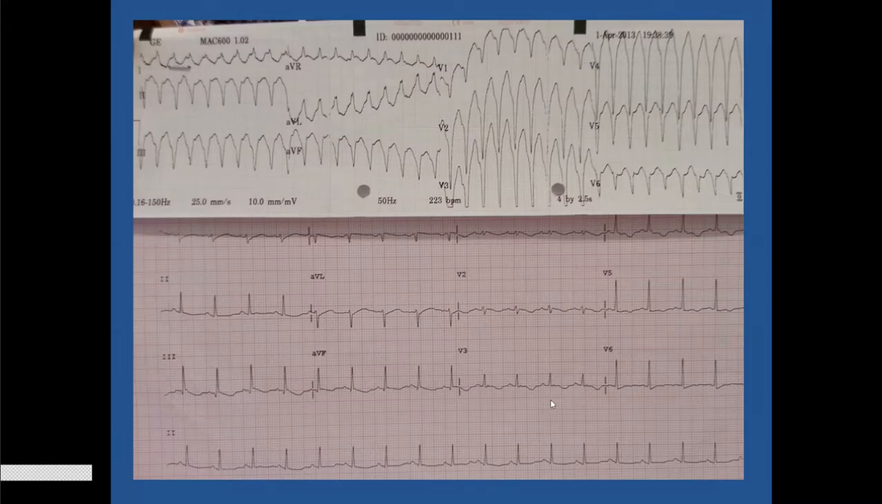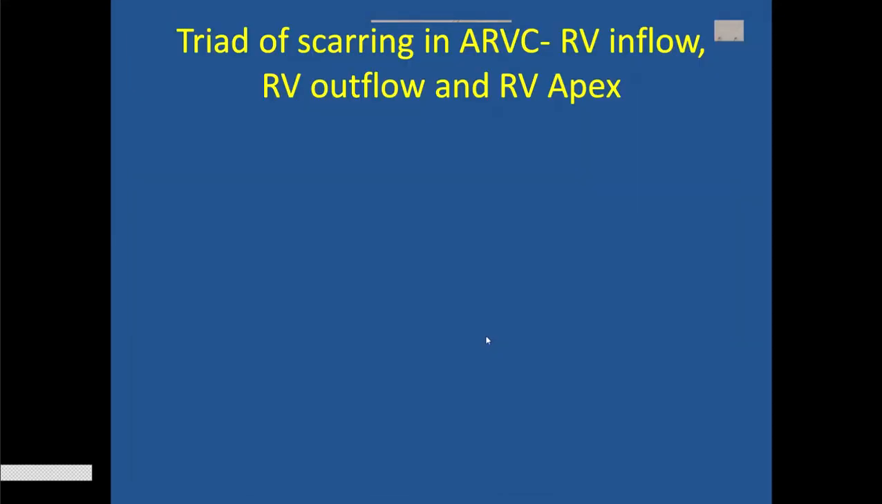Sinus ECG after shocking the patient. This was an old ECG of mine, and there is incomplete right bundle branch block and T wave inversion in V1 to V3 and an epsilon wave. It need not always be in V1. Take care. If you enlarge and magnify, even in V1 you can see it. If you miss it in V1, in V3 also a very clear epsilon wave is seen. That is suggestive of ARVC.